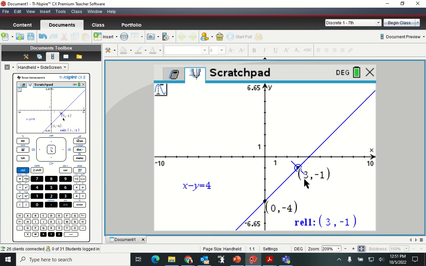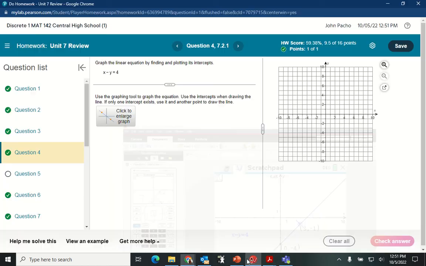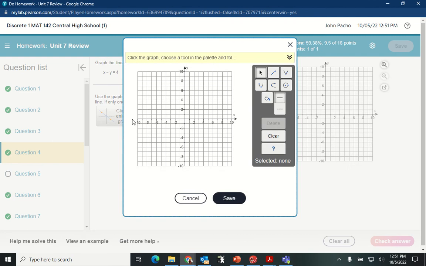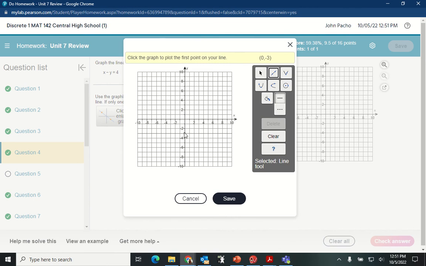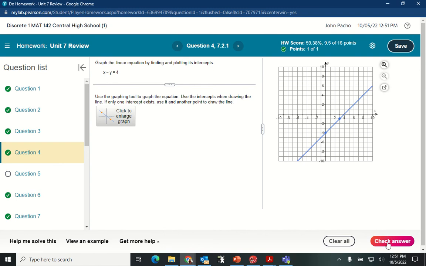So 0, -4, 3, -1. This one's a straight line, so I'm going to click on the straight line. And we said 0, -4. And was it 3, -1? Just use 2 points. That's all you need for a straight line. All right. Save it. Check answer.